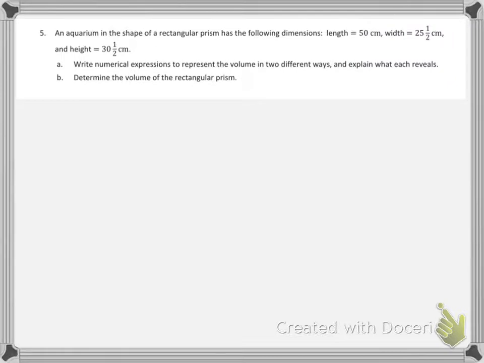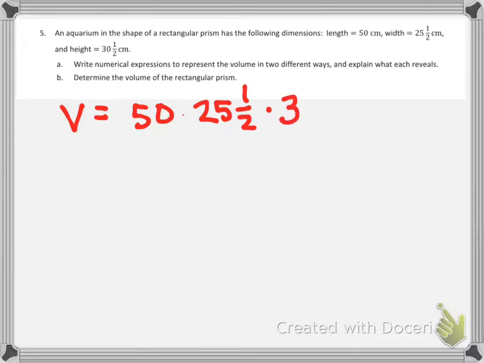Number 5. An aquarium in the shape of a rectangular prism has the following dimensions: length 50 centimeters, width 25.5 centimeters, height 30.5 centimeters. Write numerical expressions to represent the volume in two different ways. And so let's do the same thing we did in the last one. Volume equals length, which is 50, times the width, which is 25.5, times the height, which is 30.5.